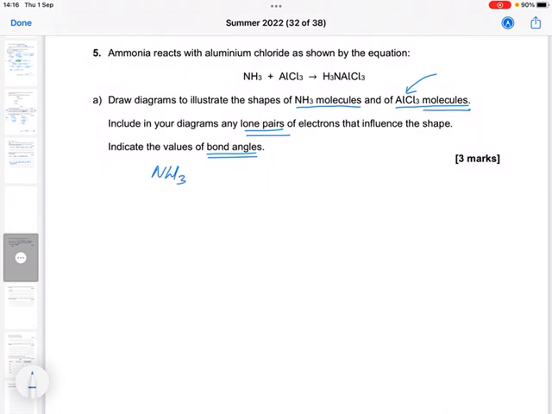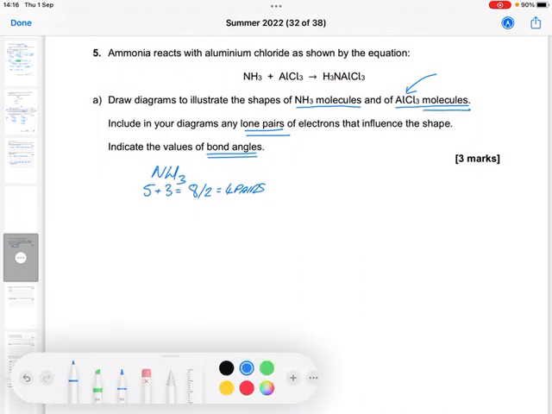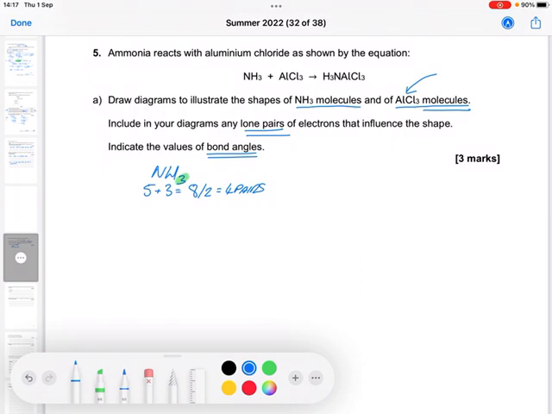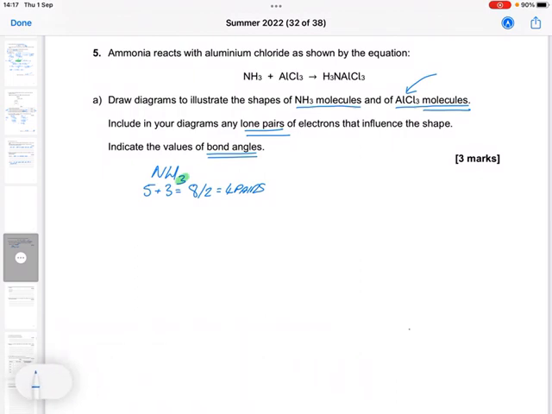So we're going to use the valence shell electron pair repulsion theory to calculate this. So nitrogen is in group 5. Hydrogen has 1 electron in its outer shell, and there are 3 of them, which means in the outer shell of nitrogen there's going to be 8 electrons. Of course, these need to be in pairs. So that's going to be 4 pairs around here. Now with the 4 pairs, 3 are bonding pairs, which basically means one of those 4 pairs is a lone pair.